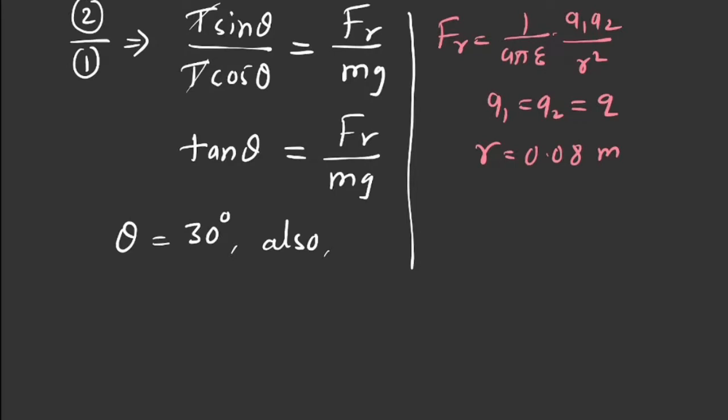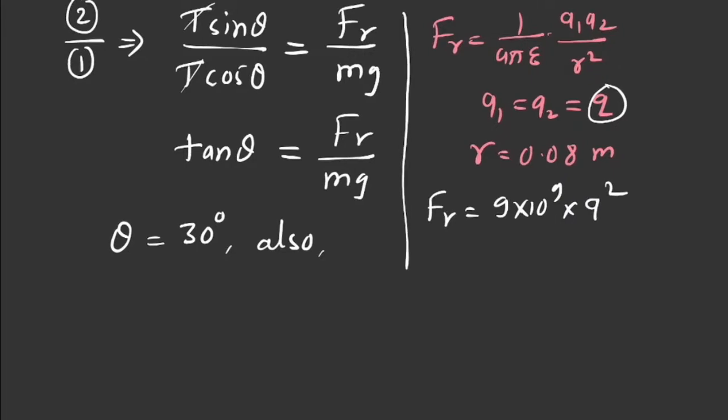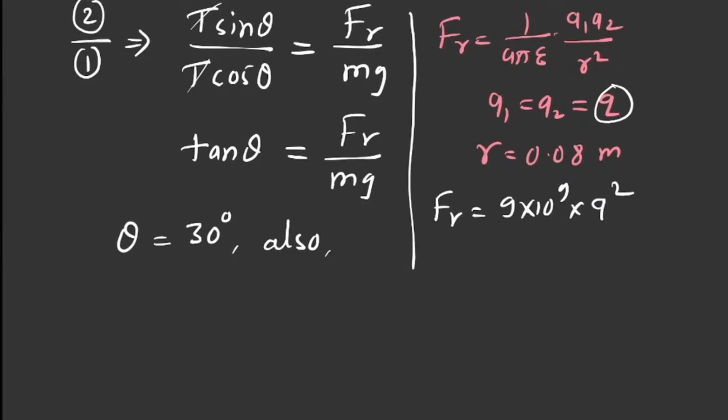How do you calculate this one? See, the repulsive force between charges. What is the value of this? 1 divided by 4 pi epsilon naught is 9 into 10 to the power 9, into q, because we need to find out the value of q. It becomes q square, as q1 and q2 are same. It is q square divided by distance. What is distance? 0.08 whole square, isn't it?